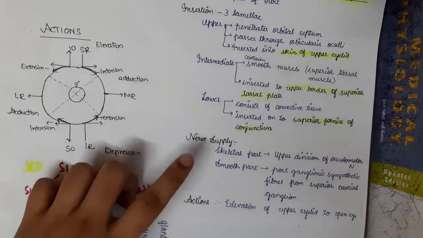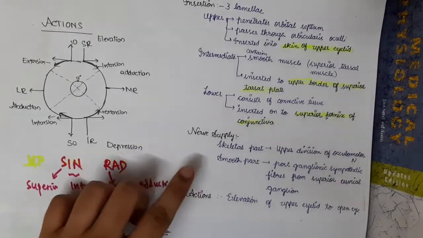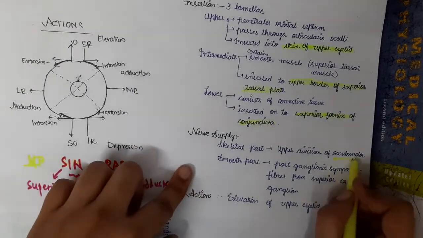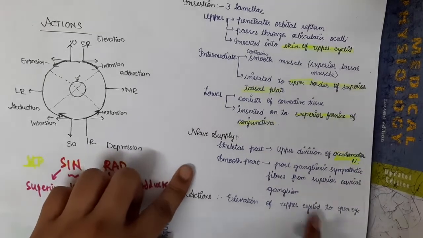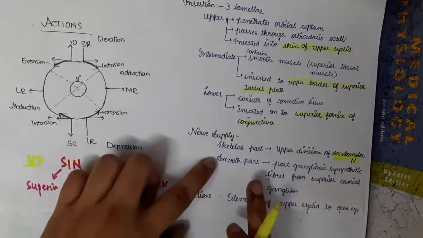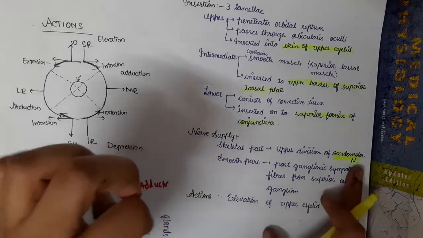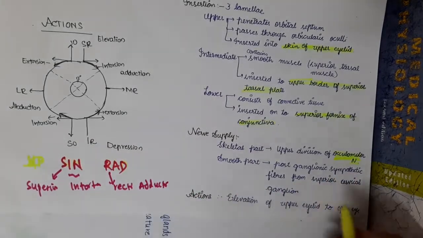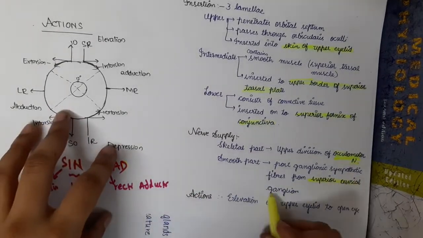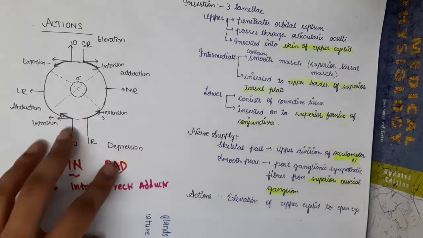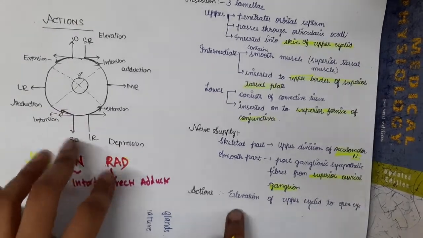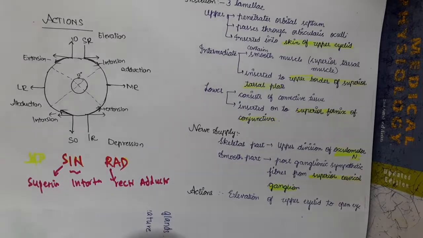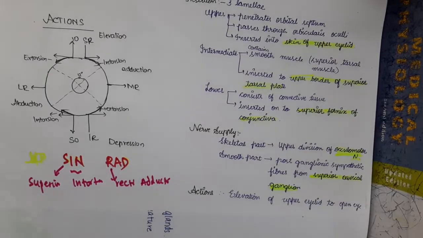So if you see the nerve supply, the skeletal part of it is supplied by the oculomotor nerve, whereas the smooth part gets fibers from the superior cervical ganglion. Okay, this levator palpebrae superioris helps in elevation of the eyelid to open the eye.